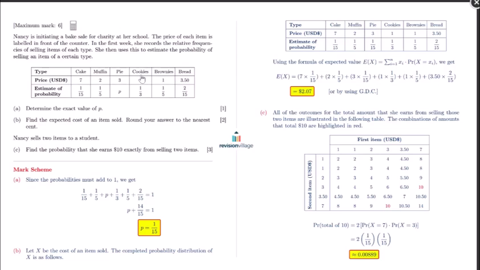It looks very good. The probability of selecting one of the items is shown here in this bottom row. The price of each item is shown in the top row, but for this question here, we are looking at the probability of selling an item.